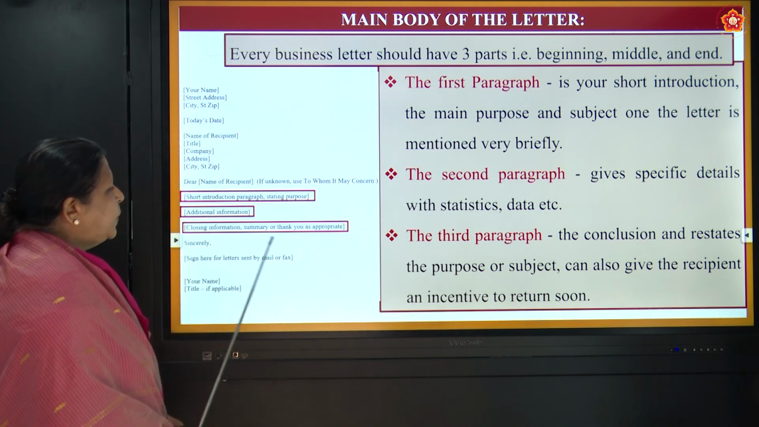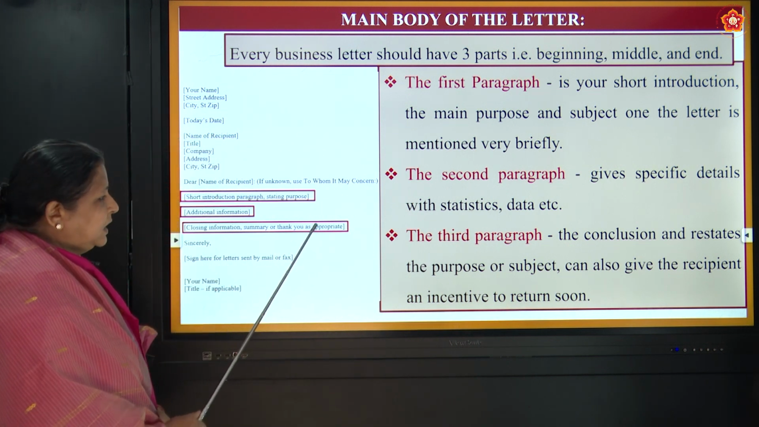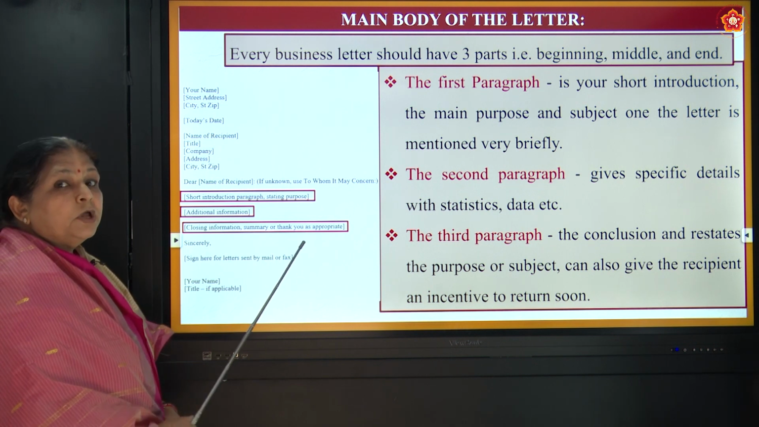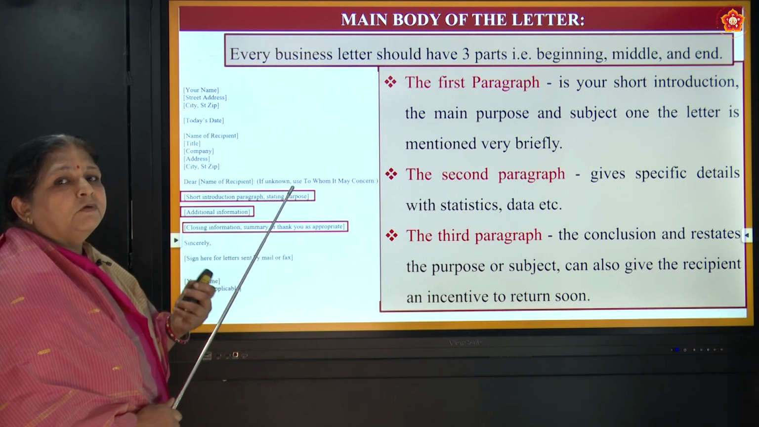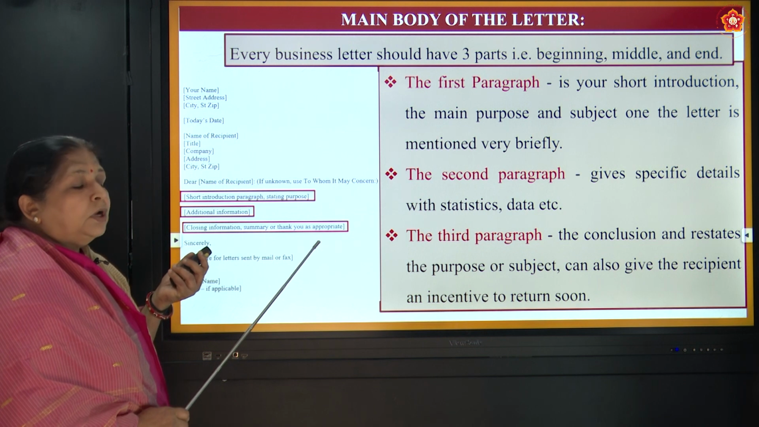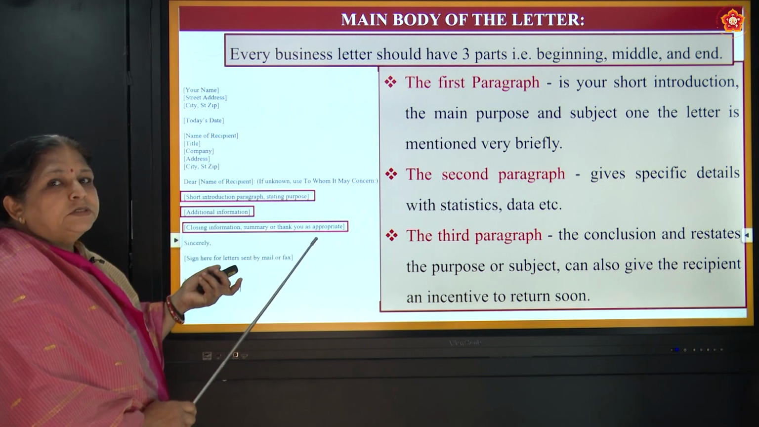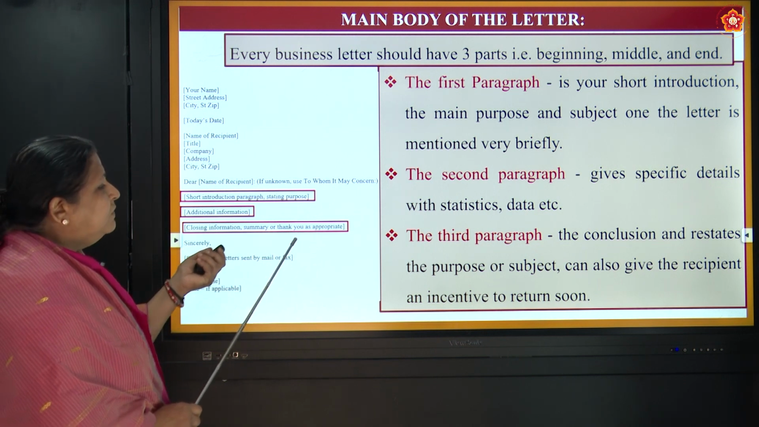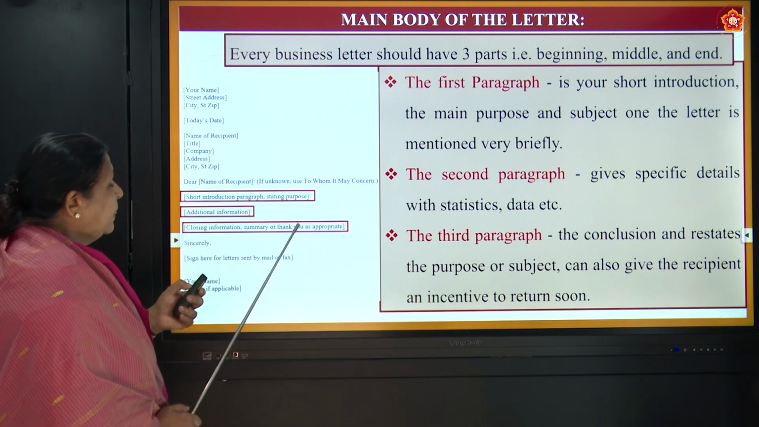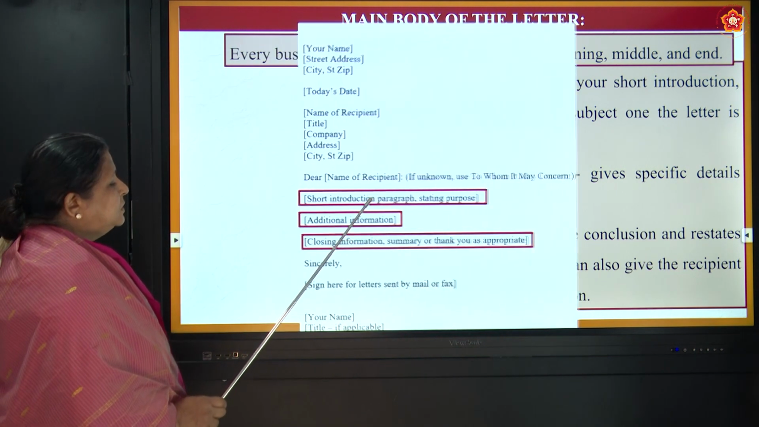That means when you tell the purpose again in the third conclusion paragraph, then whoever receives it will be more alert of what you want exactly through this letter, and then they will respond quickly. Okay, then how to end it?